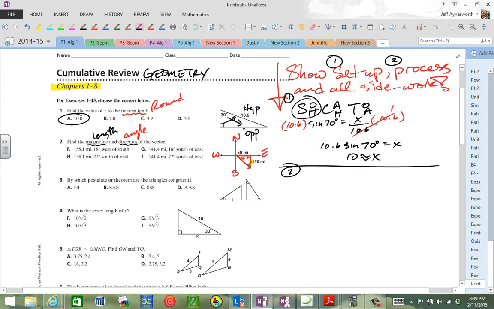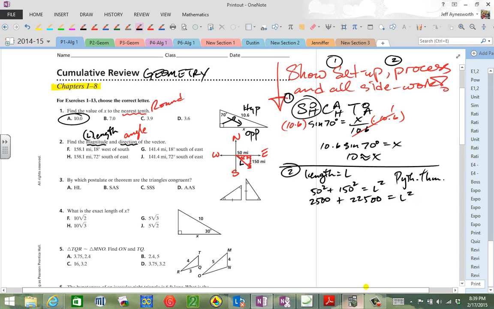So let's find the length first. We'll call that L, magnitude, length. Use the Pythagorean theorem: 50 squared plus 150 squared is equal to L squared. So you get 2,500 plus 22,500 is equal to L squared.